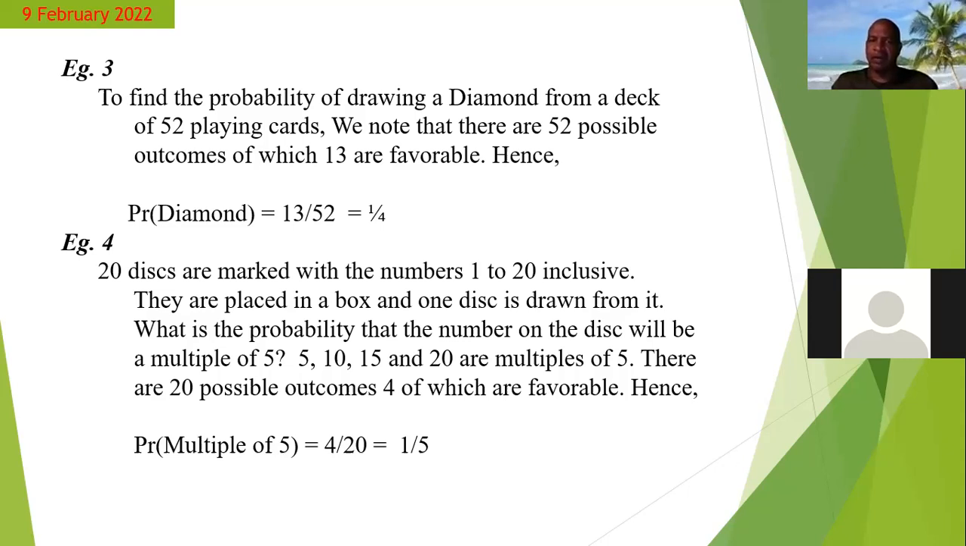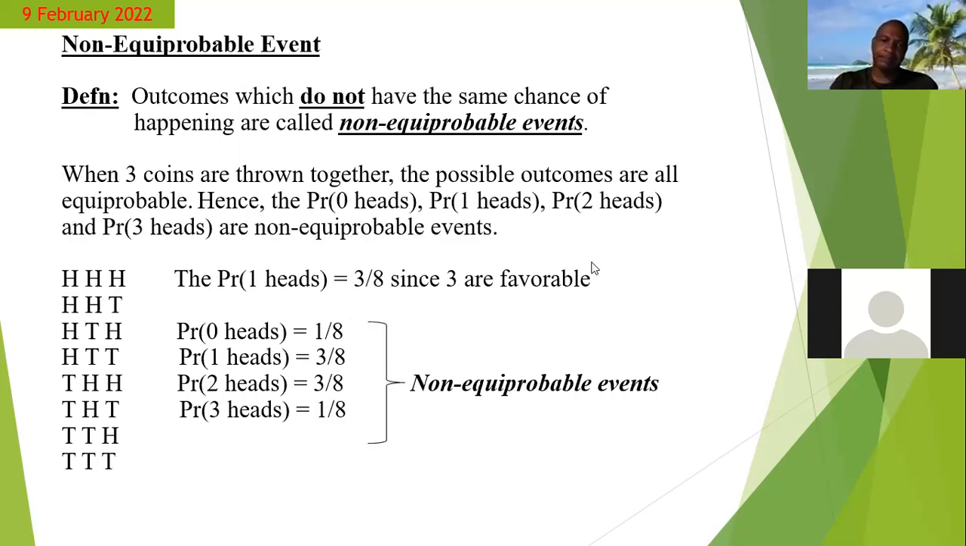All right, so from 1 to 20, we only have 4 multiples of 5. So we would have 5, 10, 15, and 20. Those are multiples of 5. So of all the discs that are labeled from 1 to 20, 4 of them would be multiples of 5. So the probability of a multiple of 5 would be 4 out of the total, which is 4 over 20. And we cancel it down. 4 into 4 goes 1, 4 into 20 goes 5. So our probability would give us 1 over 5. Is that clear, guys?